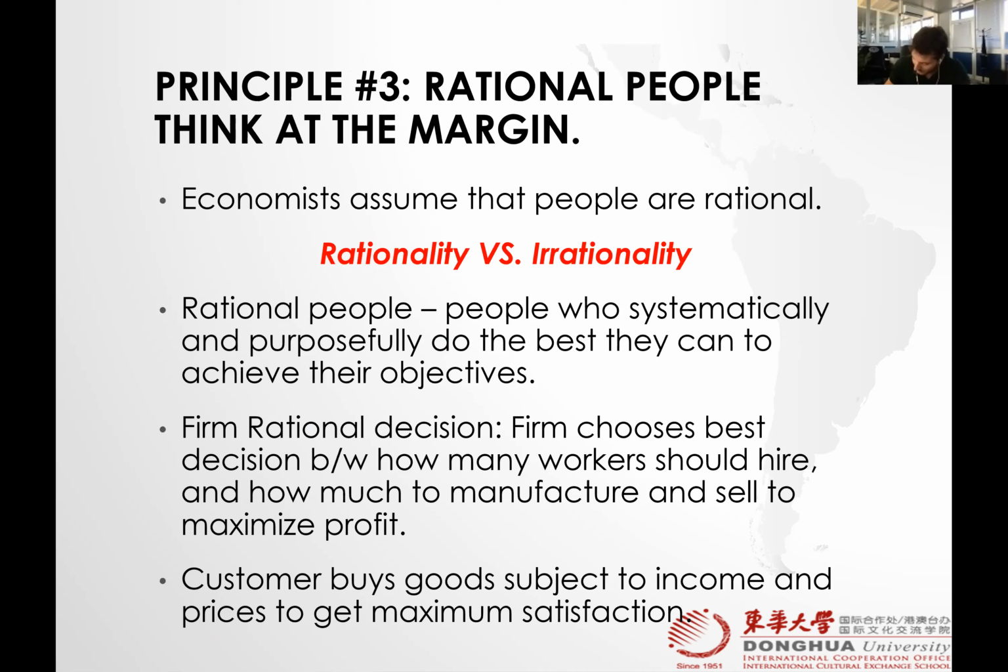Rational people are those who systematically and purposefully do the best they can to achieve the objective. In simple words, rationality means following a systematic process in decision making. The simple definition, you can write it down: rational people are those who systematically follow some steps to achieve their goal, or to achieve the objective, right?